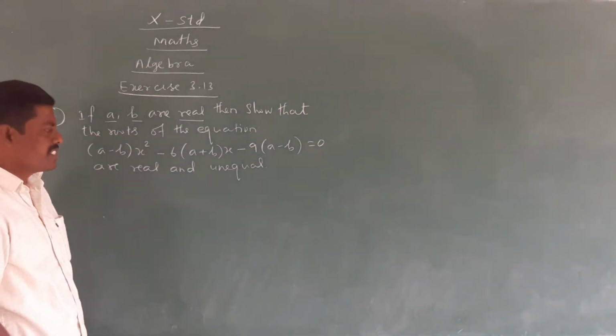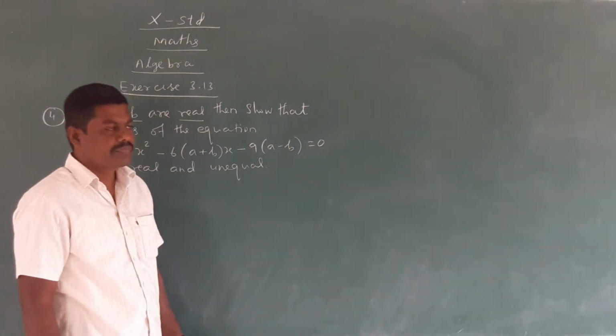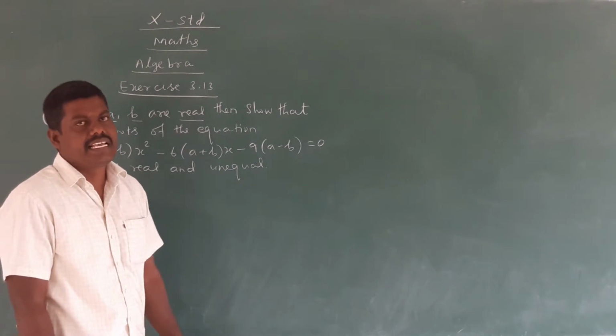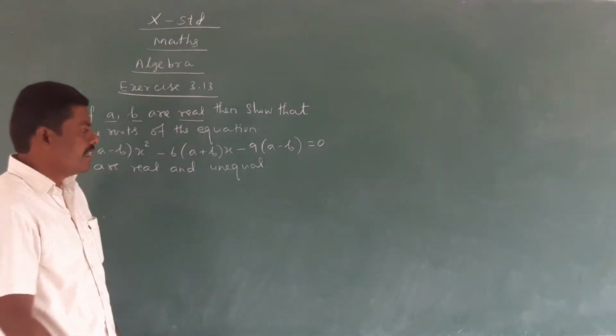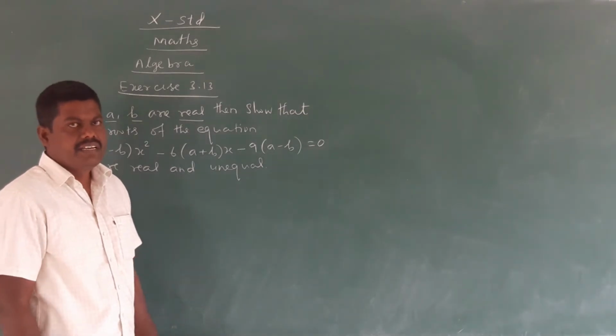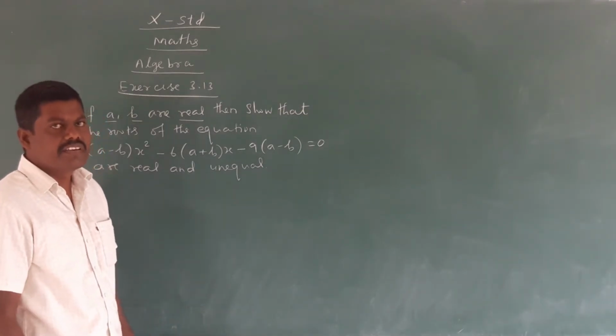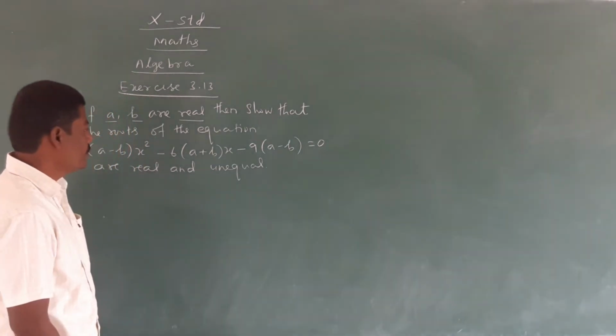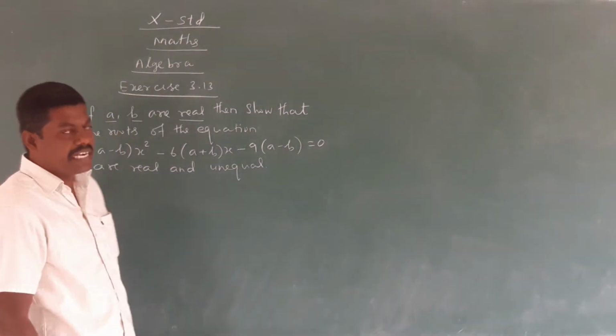So first you want to find out the value of delta. Delta greater than 0 means the equation has real and unequal roots. Delta equal to 0 means the equation has real and equal roots. Delta less than 0 means the equation has no real roots. Understand? Already we discussed that. So now we want to find out the value of delta.